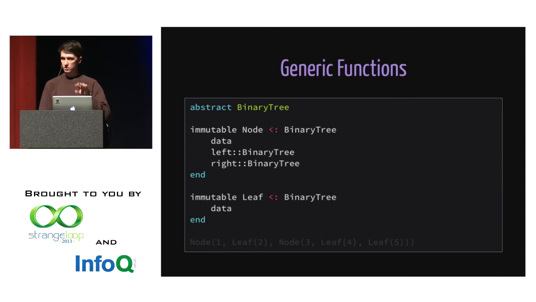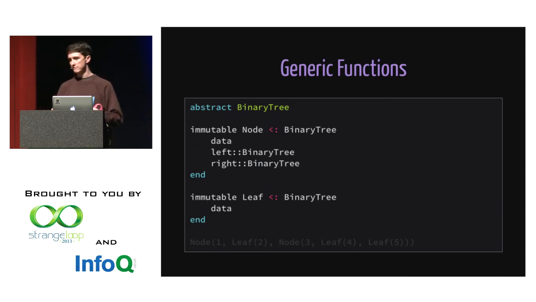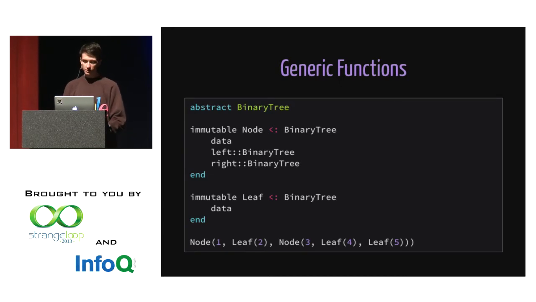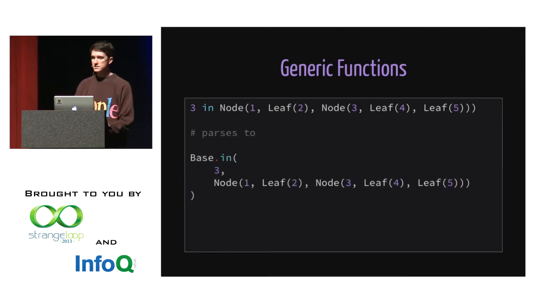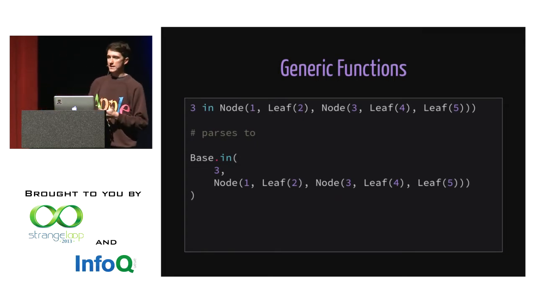So we have two concrete types of binary tree, which means that the left and right field of node are either going to be another node or a leaf. We're at the bottom of the tree. So a leaf just has some data associated with it. We can create a new one of these binary trees like this. Something that might be useful is asking, is the number 3 in my binary tree? So in Julia, this syntax, 3 in some binary tree, parses to something like this. So I have Base.in. Base.in is a generic function in Julia's core library. And it's going to pass in the item that we're looking for as the first argument, and then the tree that we're searching in as the second argument.